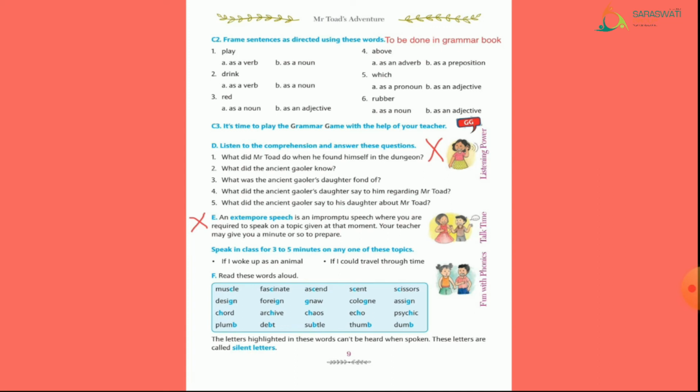Number 6, rubber. Now the word rubber, we have to make two sentences, one as a noun and the other as an adjective. Okay, so first let us make the sentence as a noun. These tires are made of high quality rubber. Now here rubber is acting as a noun. Let us make one more sentence where rubber acts as an adjective. Please give me a pair of rubber gloves.